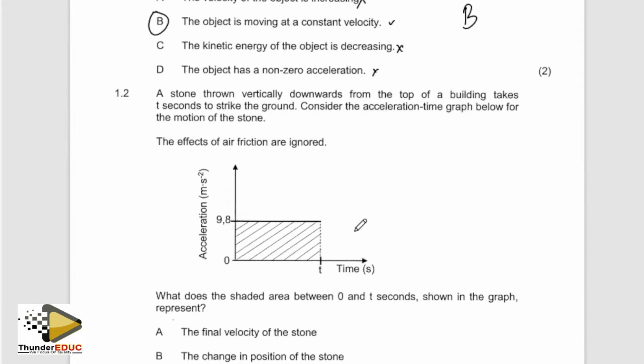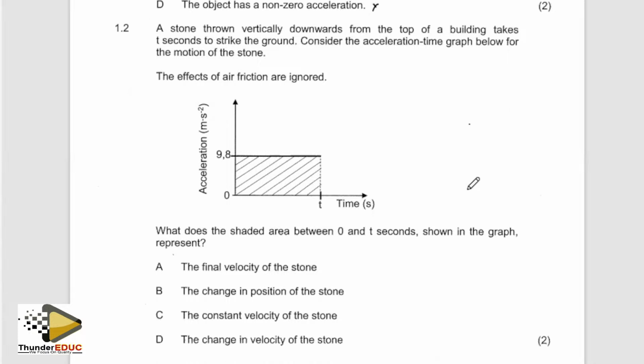Then 1.2, they're telling us that a stone is thrown vertically downwards from the top of the building and takes 2 seconds to strike the ground. If we consider the acceleration-time graph below, ignoring the effects of friction, what does the shaded area between 0 and t represent on the graph?